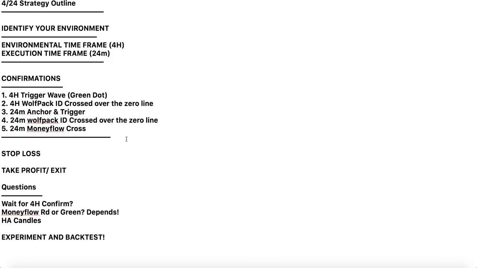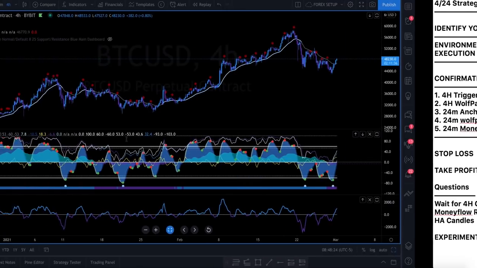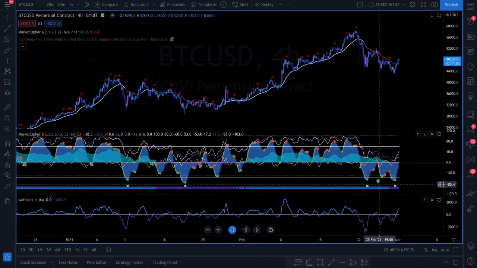However, I don't always do that. I'm going to be honest with you guys. A lot of times, if I see a trigger wave forming on the 4-hour, even if we still have 2.5 hours left before the candle closes, personally, I oftentimes will start to look for an entry because I can tell that momentum is moving upward.